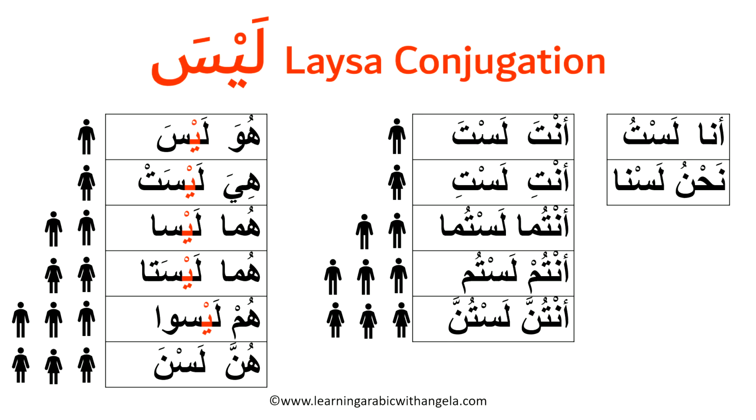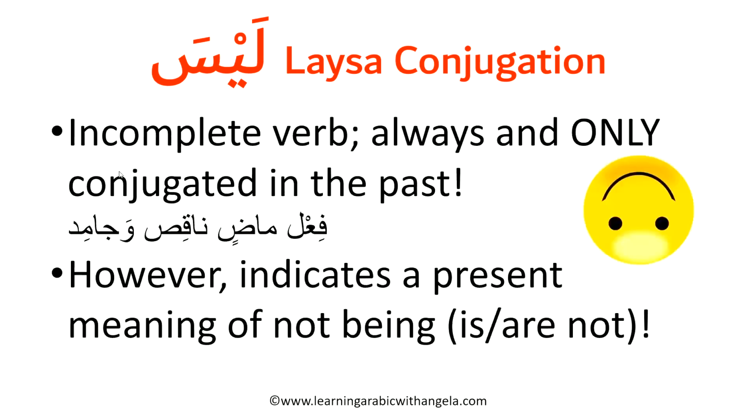However, the conjugation is, as you can see, conjugated for the past tense. So please pay attention. It's an incomplete verb, always and only conjugated in the past. فعل ماض ناقص وجامد. However, it indicates a present meaning of not being, as in is not or are not, hence the tricky part and the upside down face.